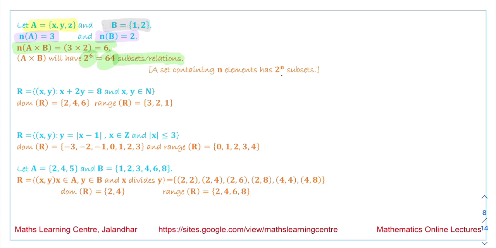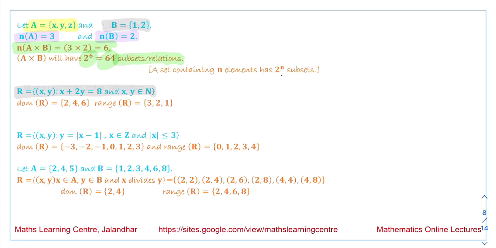Next, these relations are given to us, and we have to write the domain and range of these relations. So the first relation given to us is R, the relation of x comma y such that x plus 2y is equal to 8 and x comma y belongs to N. We want those values for which x plus 2y is equal to 8.